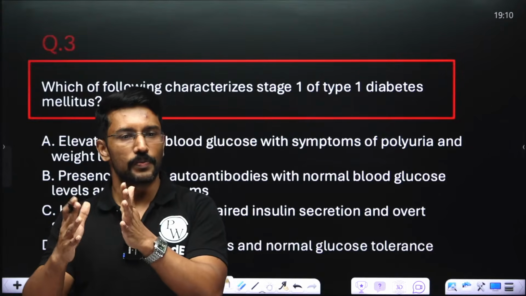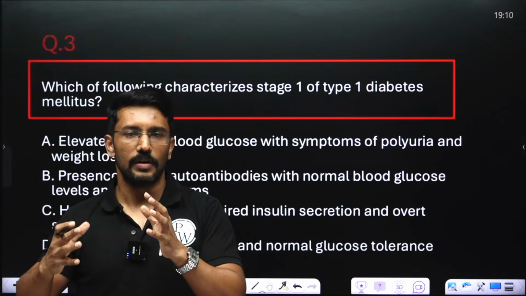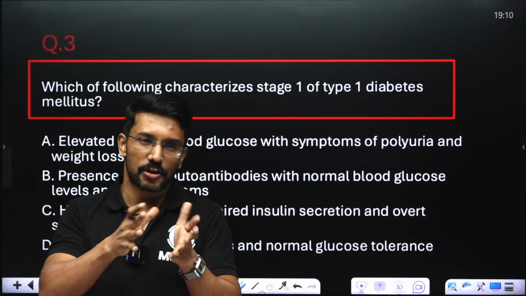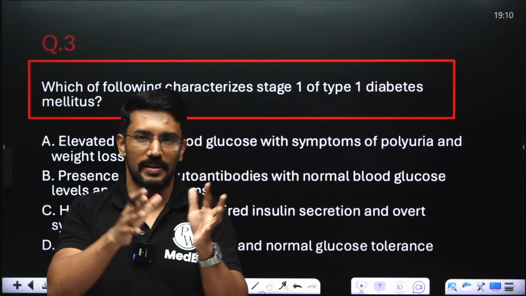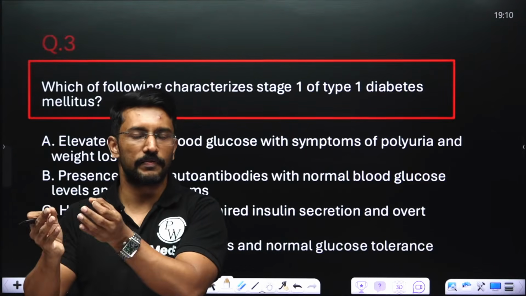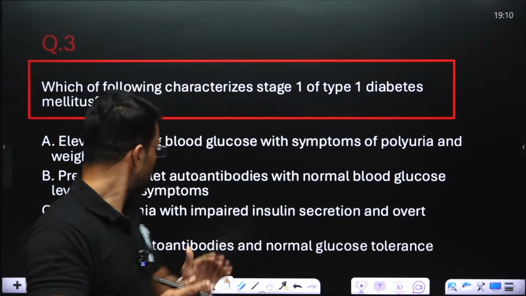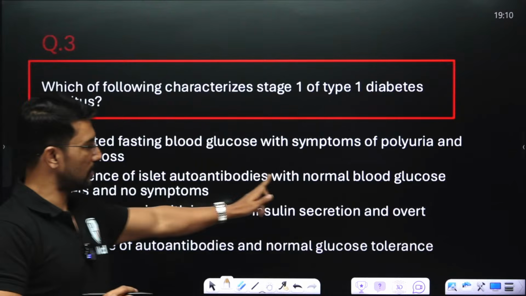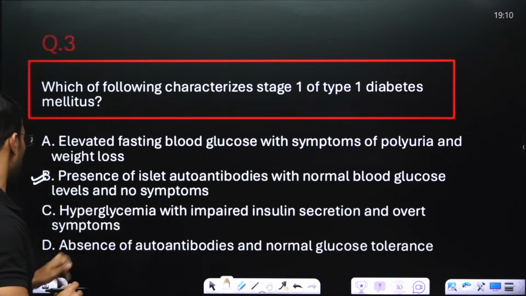In stage 2, beta cell mass has further come down. Now impaired glucose tolerance, impaired fasting glucose, or pre-diabetes stage can be encountered. Basically, dysglycemia and overt, obvious hyperglycemia and clinical features will become evident in stage 3. So the best description of stage 1 will be presence of antibodies, but still normal blood glucose and no symptoms.